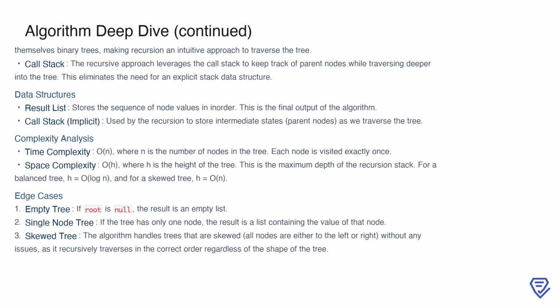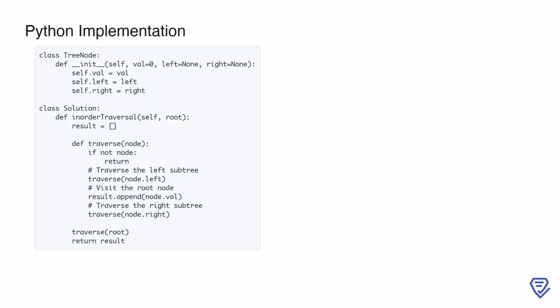Even for skewed trees, where all nodes are either to the left or right, the algorithm works seamlessly by following the correct traversal order regardless of the tree's shape. This implementation solves the binary tree inorder traversal problem using recursion.